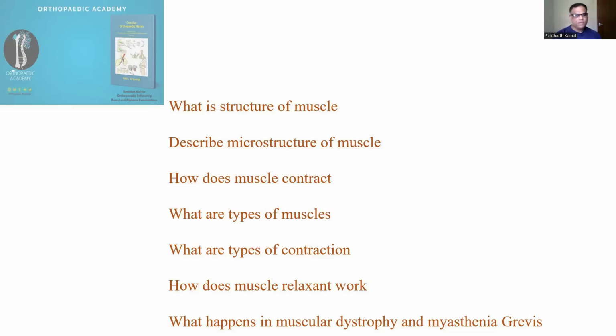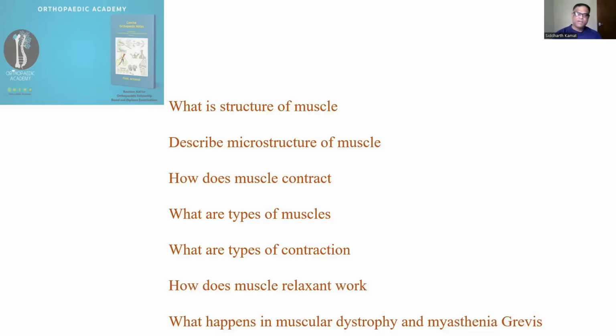Next question can be, what are the types of contraction? Contraction can be either isometric, where the length is the same and tone increases or decreases. It can be isotonic, when tone remains the same and length increases or decreases. Or it can be isokinetic, which has reference to speed, in which it contracts with a constant speed. Or it can be plyometric, in which there is a rapid lengthening followed by rapid contraction.